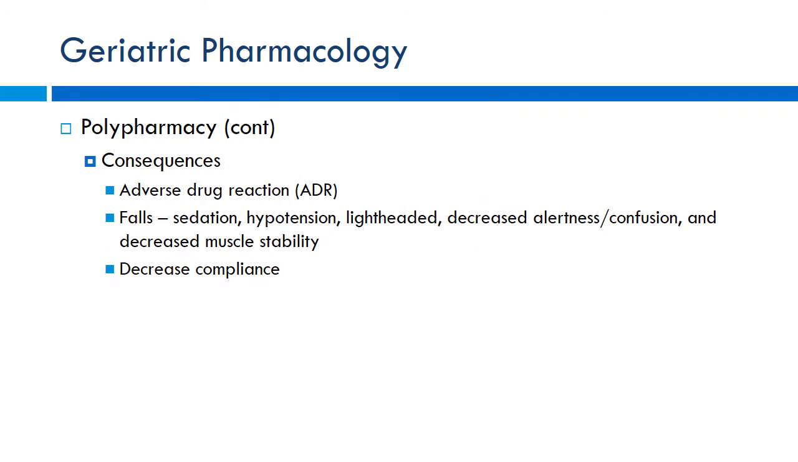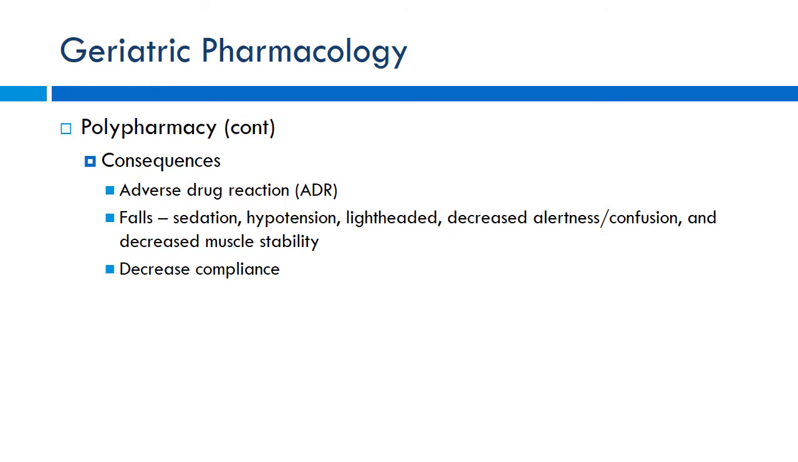Big consequences of having polypharmacy are going to be things like increased risk for adverse drug reactions. You can see things like falls are going to be a big risk. So fall risk is one thing you should always assess in your elderly patients, because medications can cause sedation, they can cause hypotension, leading to orthostatic hypotension, lightheadedness, decreased alertness or confusion. All these things make them more at risk for falls. And when they have a fall, they're more likely to have a fracture, and this can lead to major increases in morbidity and mortality. So we really like to prevent falls whenever possible.